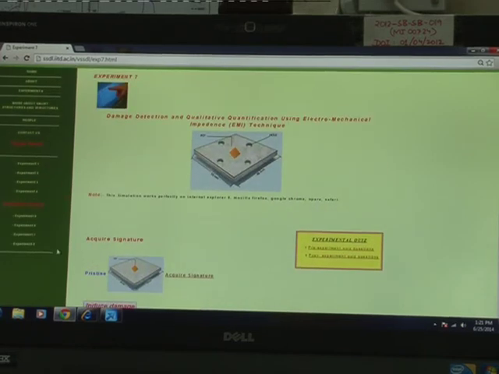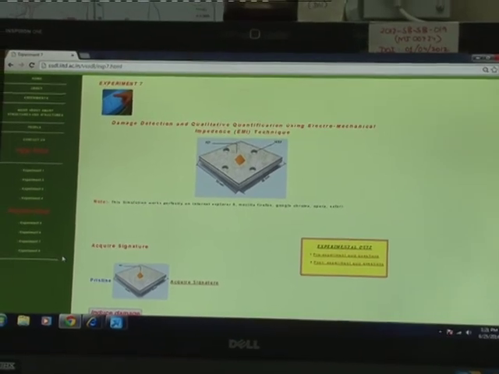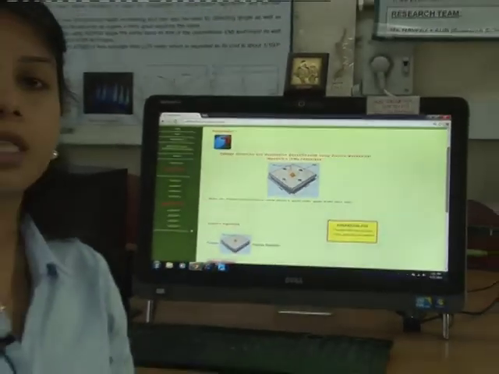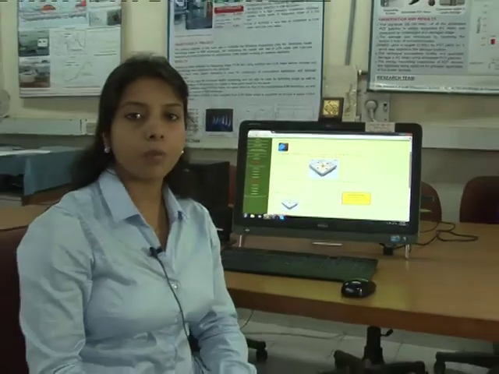So, the next part will be covered by Sushmita, where she will be explaining the simulation based other 3 experiments, that is experiment number 5, 6 and 8, and further experimental parts she will be explaining.